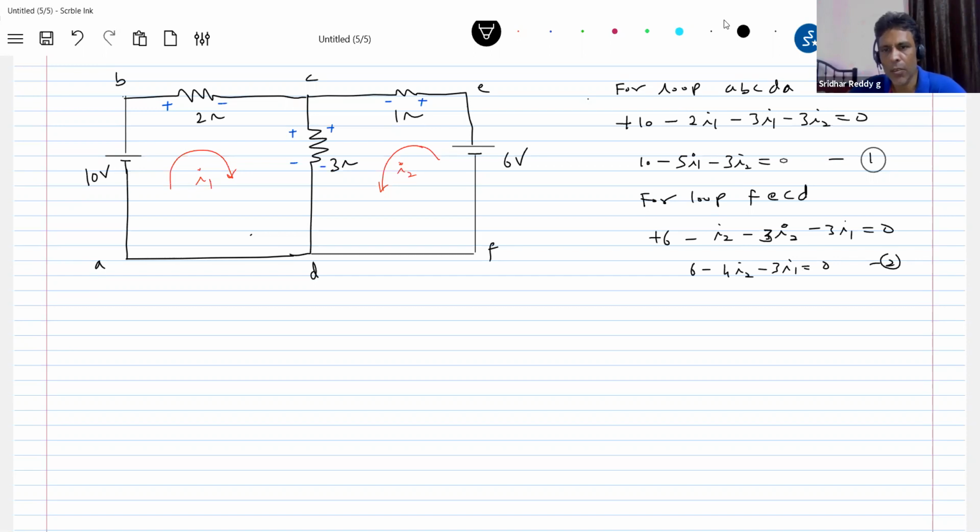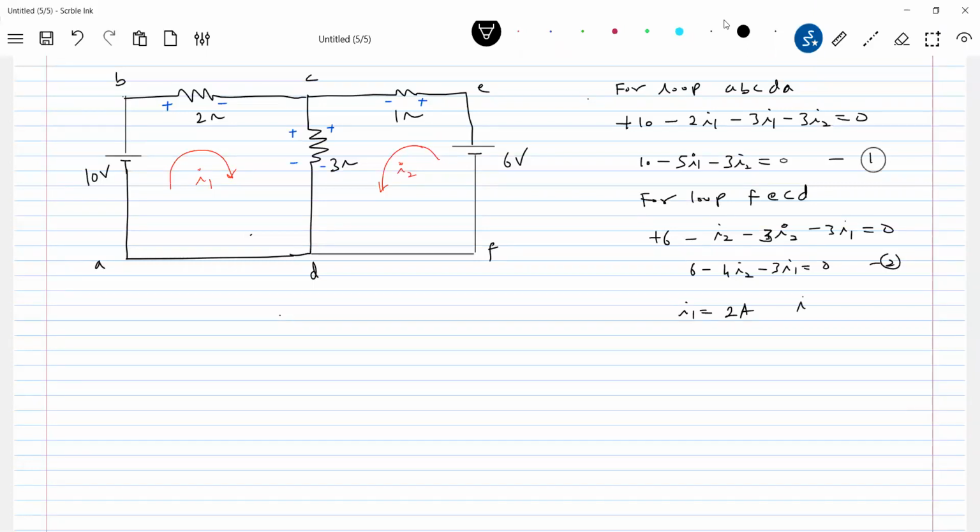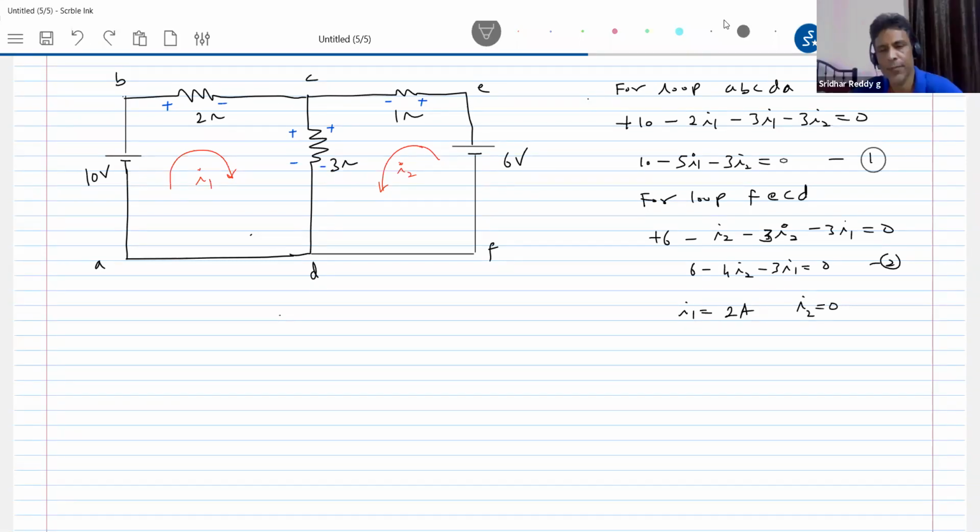I'll multiply by 4. So this will become 40 minus 20I1. 3, I should multiply, no? 2 and 0, sir. Anybody value of I1, I2? 2 and 0. 2 ampere, 0. Yes, sir. 2 it will be. Okay, fine.